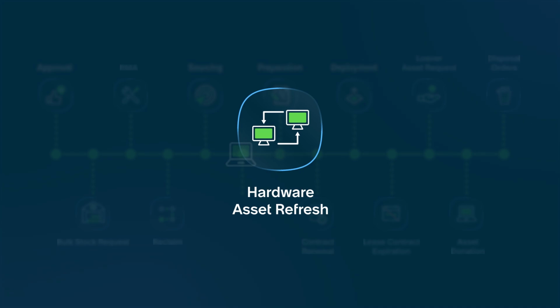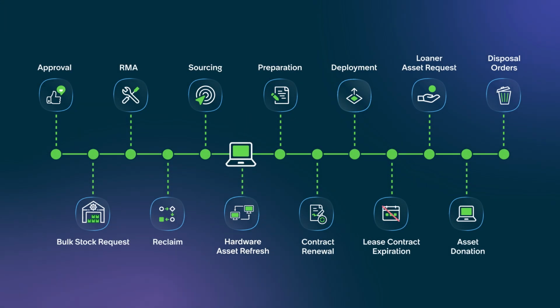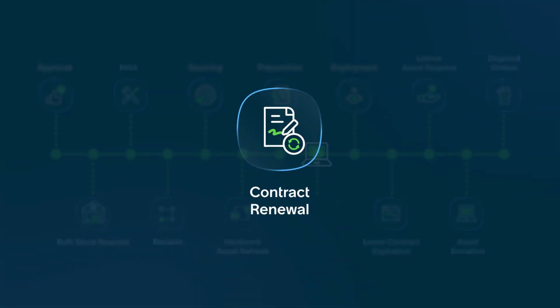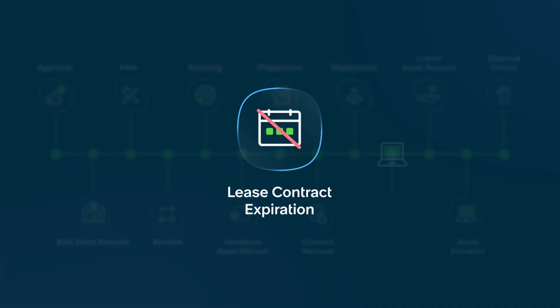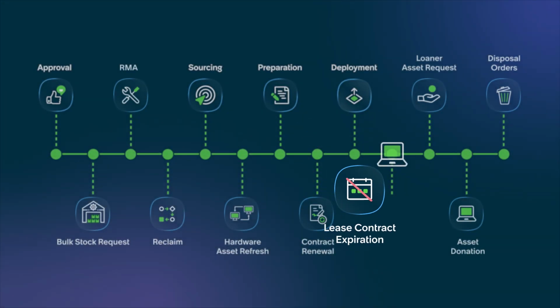Hardware Asset Refresh is a scalable process to proactively plan and refresh hardware from sourcing to deployment and ensuring legacy equipment is collected for retirement. Contract Renewal is a guided experience for renewing your hardware-related contracts. Lease contract expiration is a prescriptive process that helps customers avoid financial penalties and settlements by executing the return, buyout, or extension of leased assets.